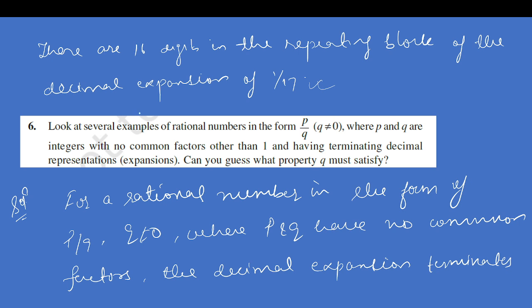Now next, question number 6. Look at several examples of rational numbers in the form of p by q, where p and q are integers with no common factors other than 1 and having terminating decimal representations. Can you guess what property q must satisfy? Okay.